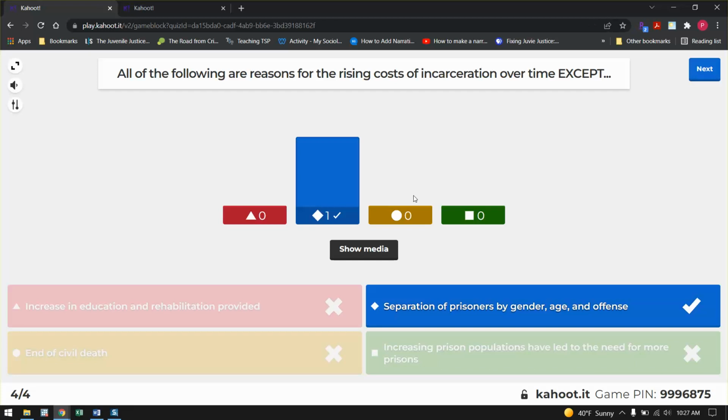In lecture, we talked about the idea that we moved away in ideology from the Lombroso era, where we think criminals are born, to the idea that we can change them while they're there. So we started offering more educational rehabilitation programs. We see the end of civil death, meaning that they get to keep some of their civil rights even while incarcerated, which increases costs. We see a rapid rise in people incarcerated, which leads to needing more prisons because we have more prisoners to house.